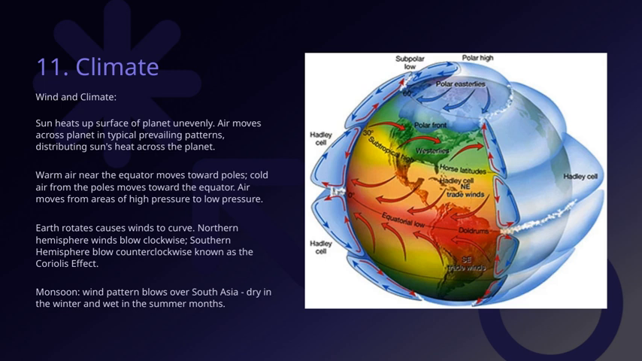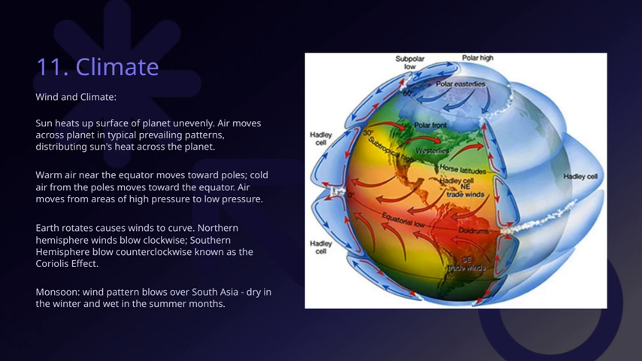Next, consider how warm and cold air move across the planet. Warm air near the equator heads toward the poles, and cold air from the poles moves toward the equator. Remember, air always moves from high-pressure areas to low-pressure areas, which drives much of our weather.